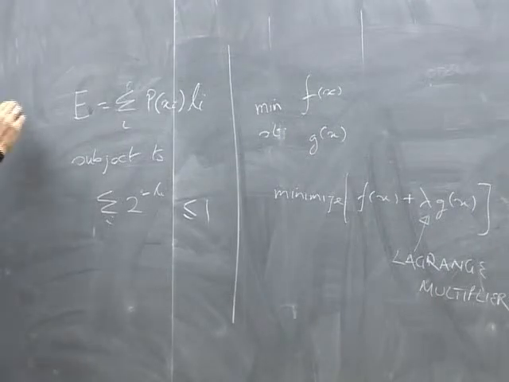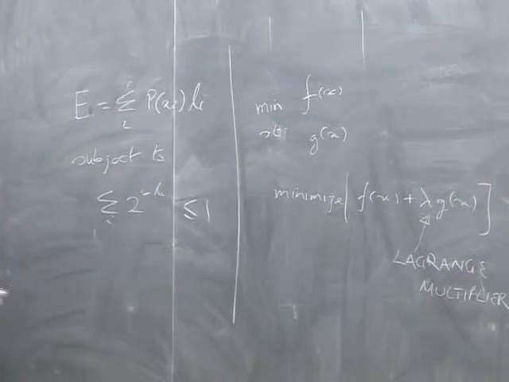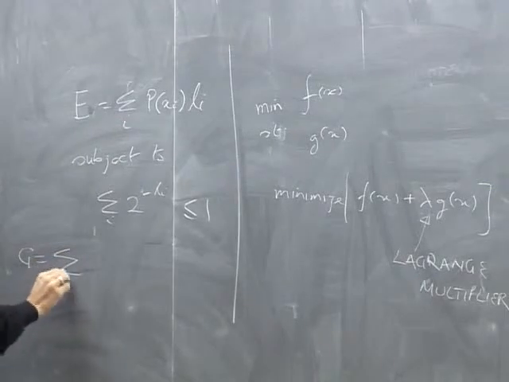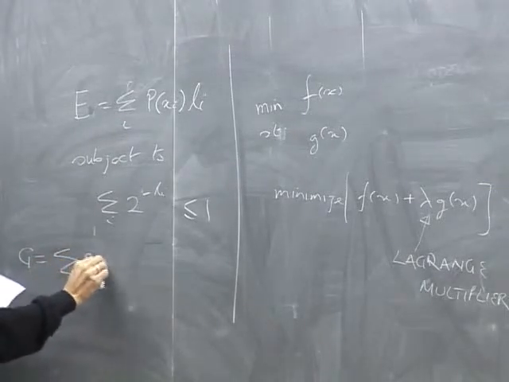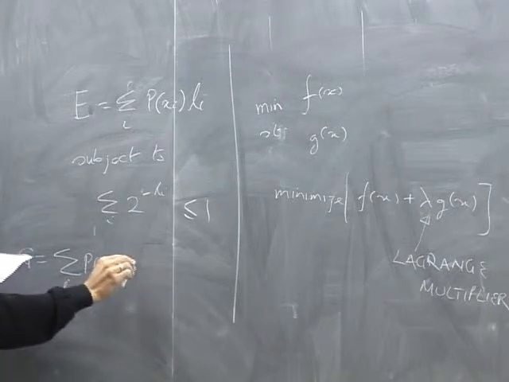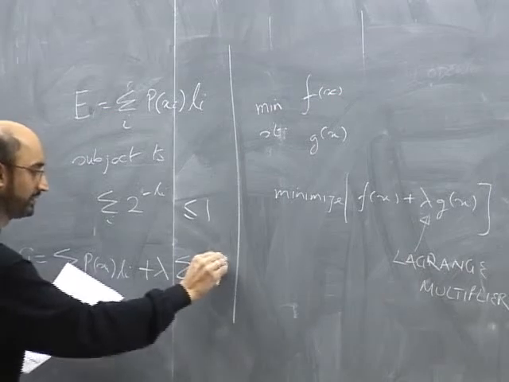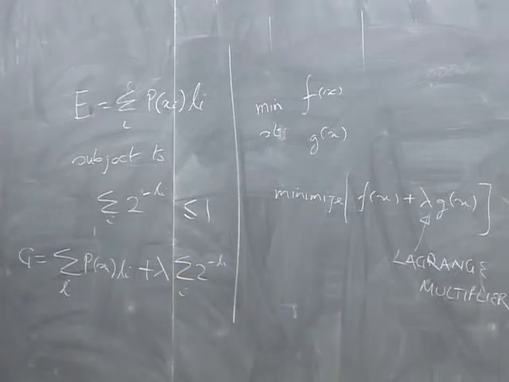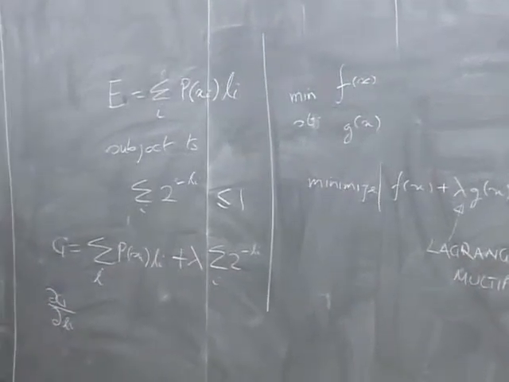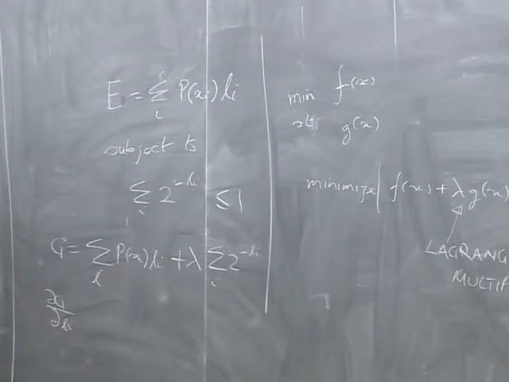So this is f(x) and this is g(x). What we really have to do is set up what's called a Lagrange function, which is just a sum over i of p(xi) li plus lambda times the sum over i of 2 to the minus li. That's my function g. This is actually a function of all the li's, the variables are the li's, so you compute the partial derivatives of g with respect to li, and for doing this I have to assume that the li's are reals.